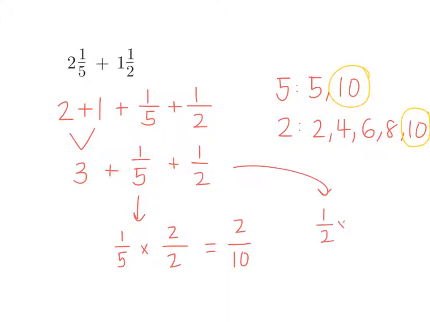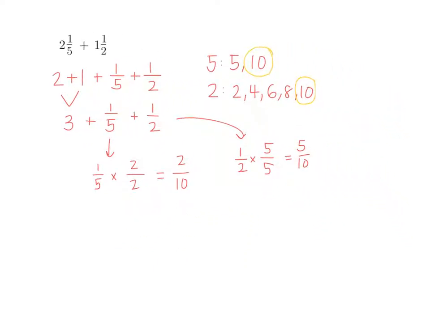Let's do the same thing with 1/2. I can multiply 1/2 by some version of 1 to get an equivalent fraction whose denominator is 10. What version of 1 do you suggest I multiply by? Everyone? Therefore, 1/2 is equivalent to 5/10.